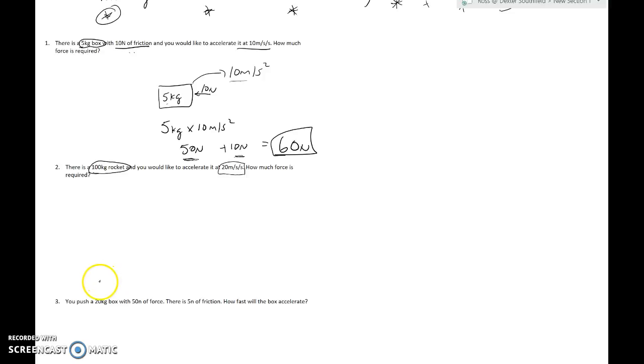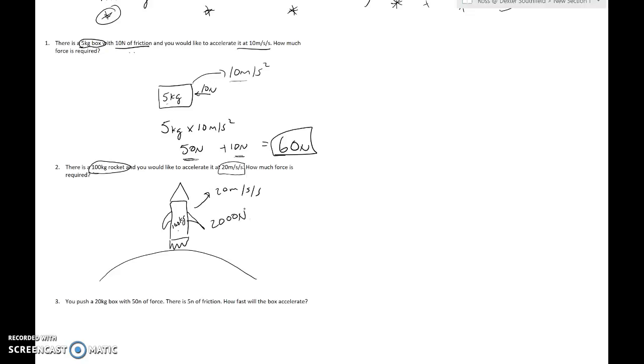So again, I draw this out. Here's my planet Earth. Here is my rocket, right? There are the wings, right? Great looking rocket that would not fly. And here's the flame. Always got to have fire. So we've got 100 kilograms, 100 kg. We want it to go up at 20 meters per second per second. So we just worry about the upwards motion for now. 20 times 100, 20, add 2 zeros, 2,000 newtons.